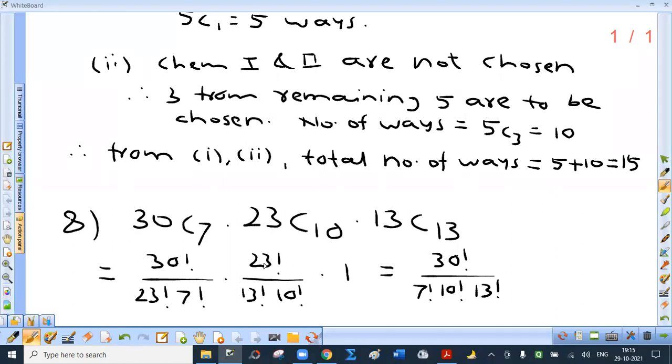From the remaining 23 objects, we select 10 for the second group in 23C10 ways.